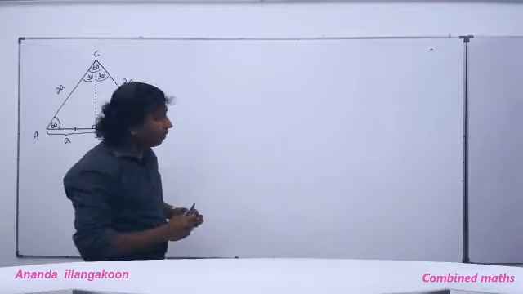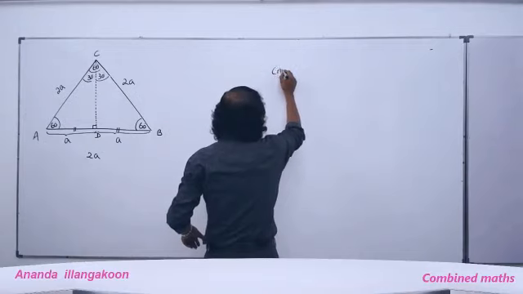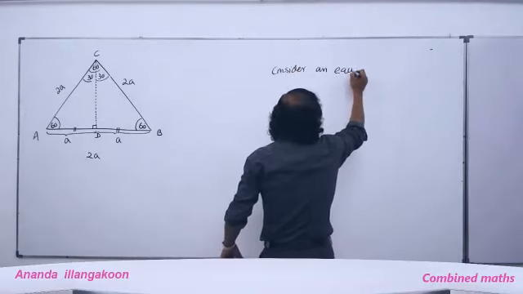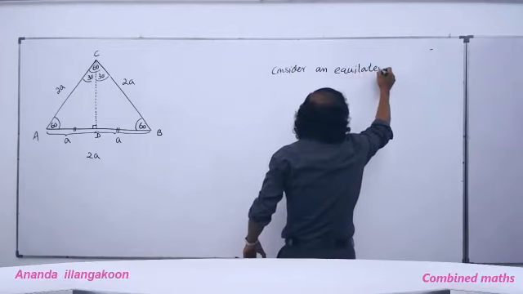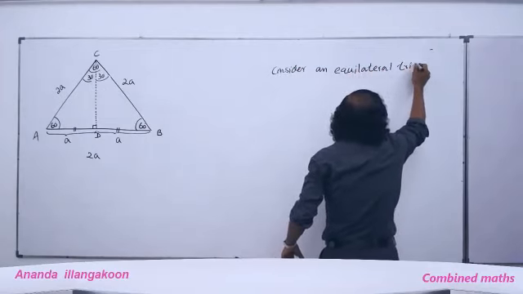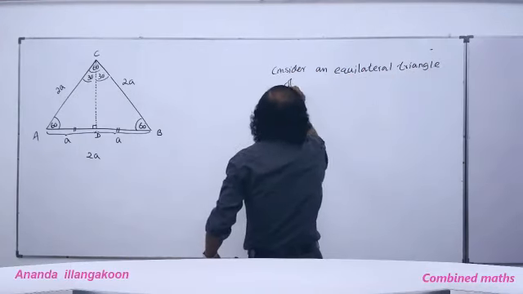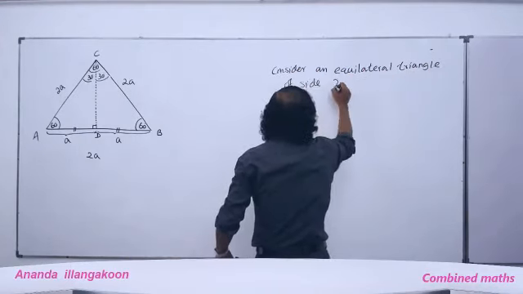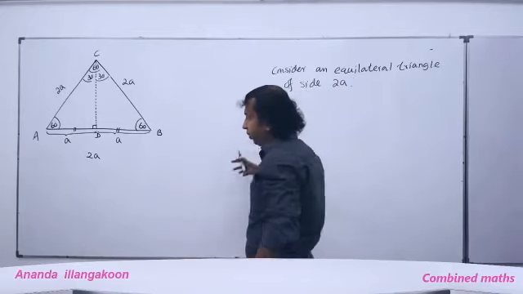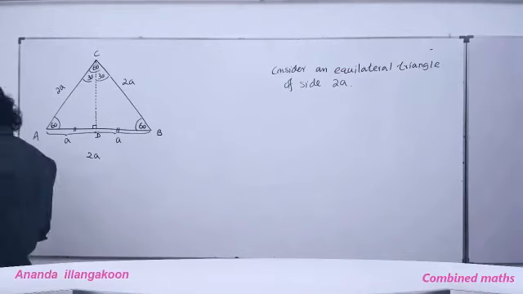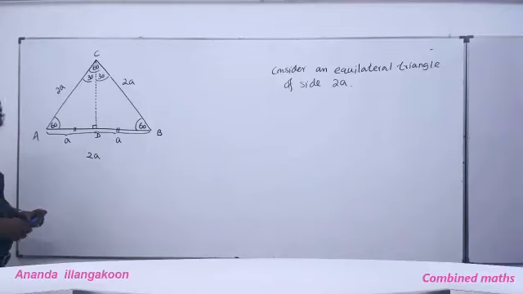Write down like this. Consider an equilateral triangle of side 2A. Of side 2A. Right. Draw this diagram, people.